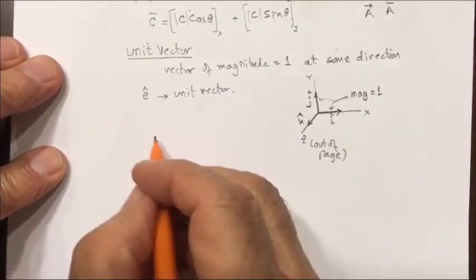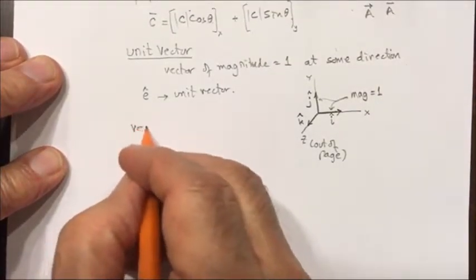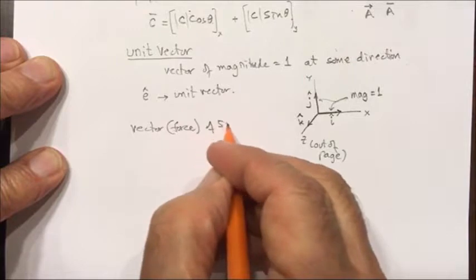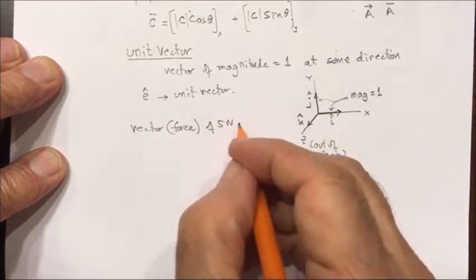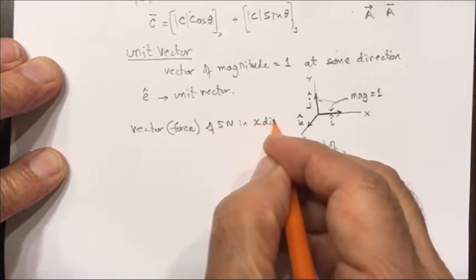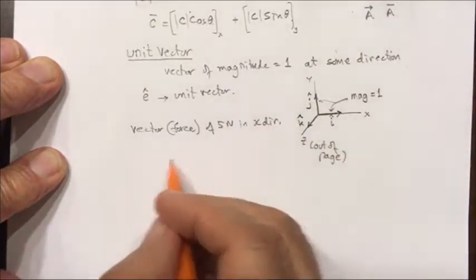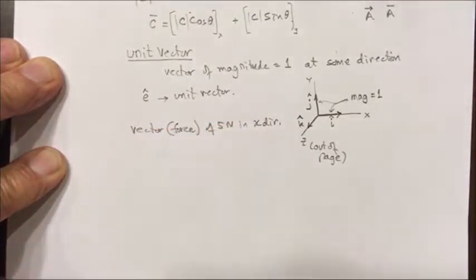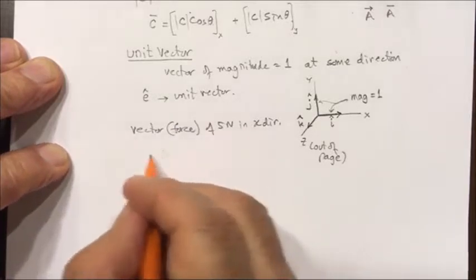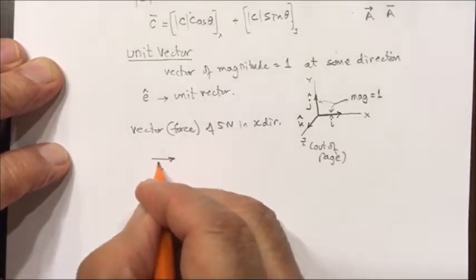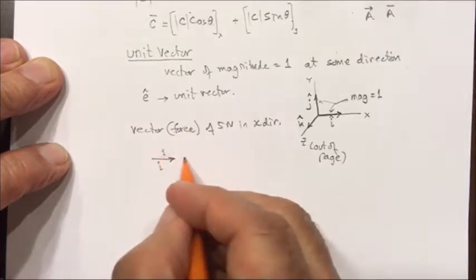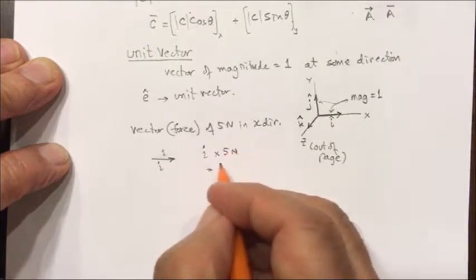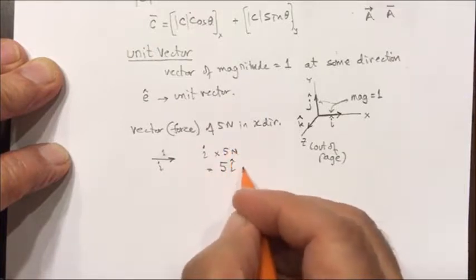Now, let's say we have a vector which is a force of 5 newtons in the x direction. So we can write this as 5 newtons in the x direction, or at 0 degrees. But what we can also do is take a unit vector i, which is length 1, and multiply it with 5 newtons. So that makes it 5 times i newtons.